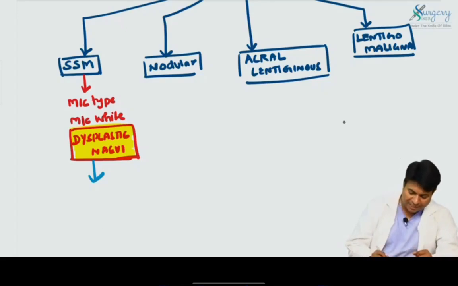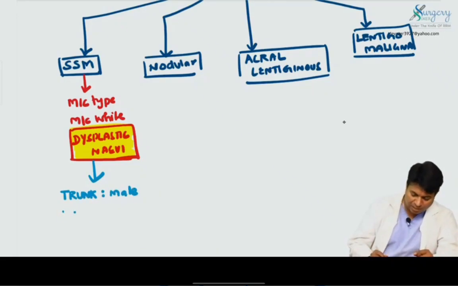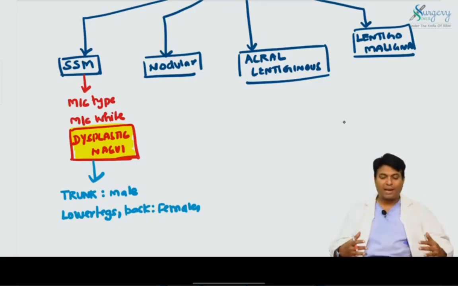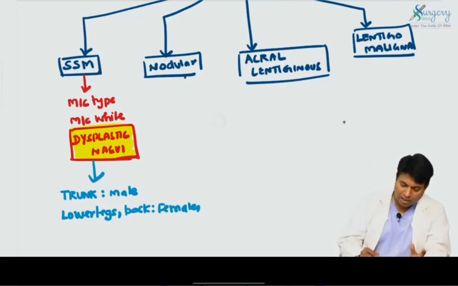The most common site is the trunk in males, and the extremities, especially the lower legs, in females. So please don't forget, superficial spreading melanoma is most common in the trunk in males and in the lower limb in females. Okay, superficial spreading melanoma.